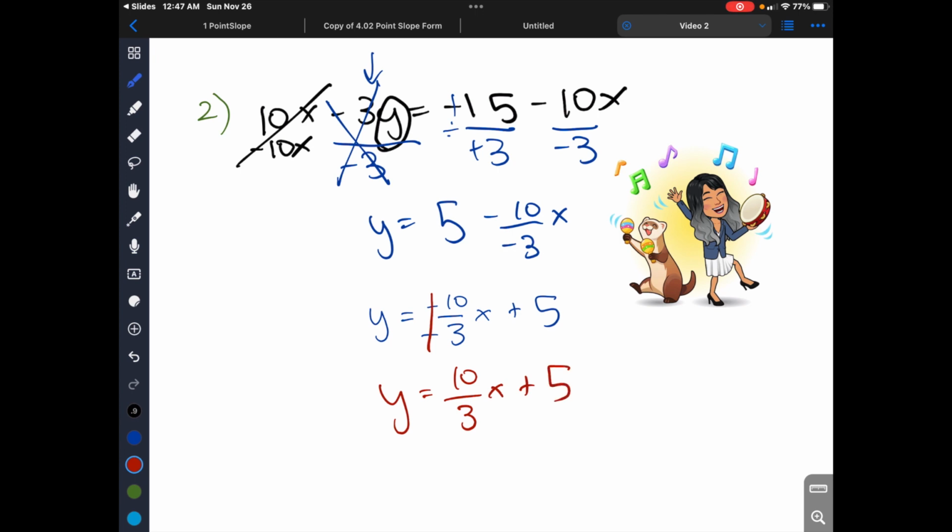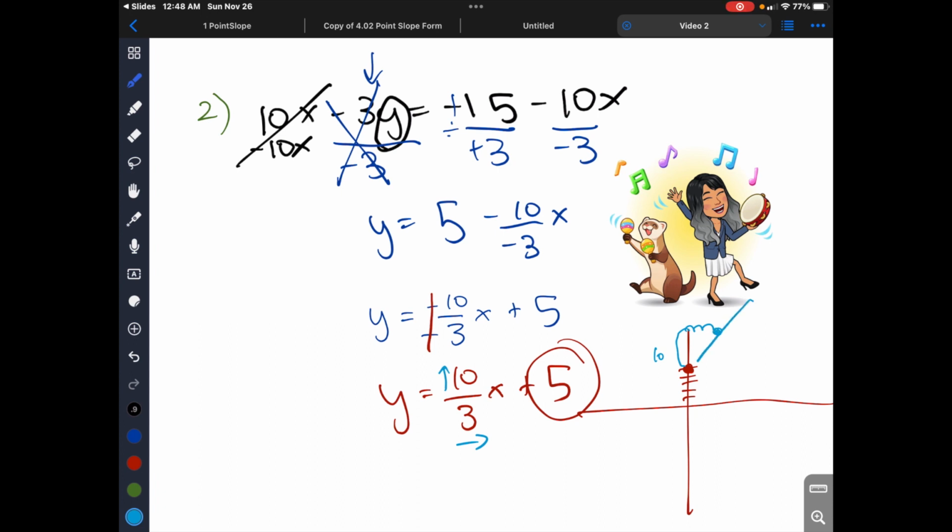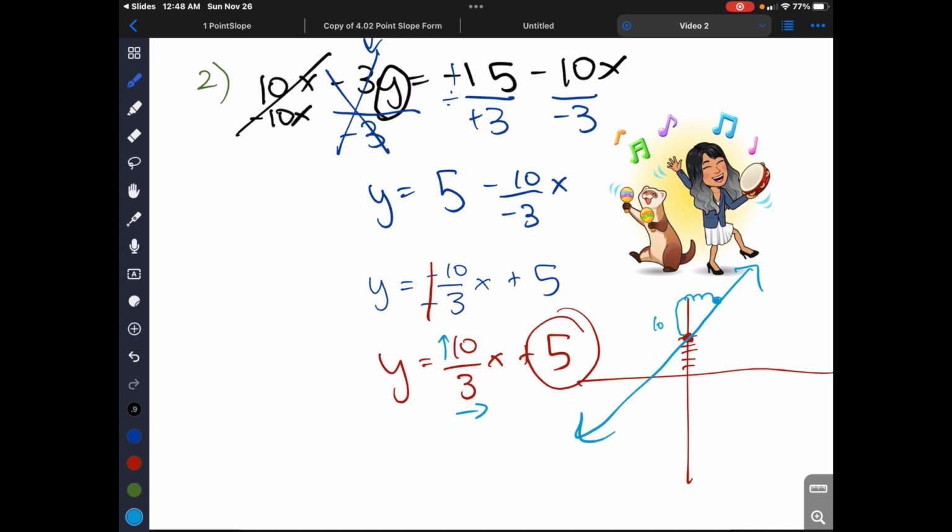And then I can graph it, right? Here we go. I start with 5. That number on the right of the x is how many I go up, right? So I go up 5. 1, 2, 3, 4, 5. I put a dot. Then I go up 10 and right 3. Pretend I went all the way up 10. I went 10 lines up. Then right 3. 1, 2, 3. Connect the dots and voila. That's my graph. Let's do one more.